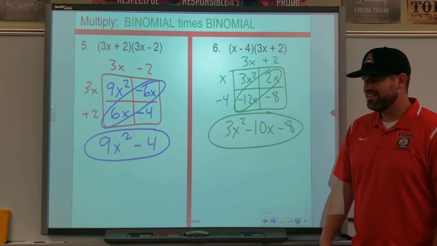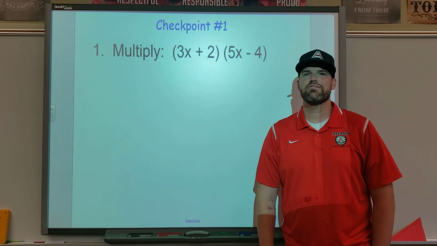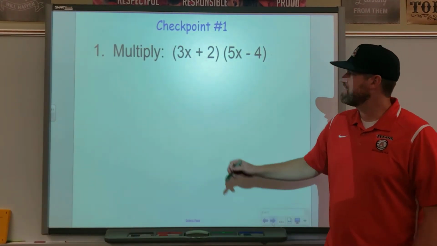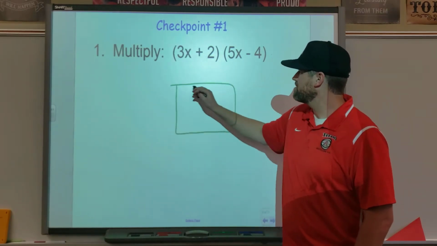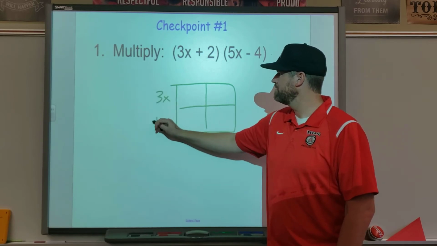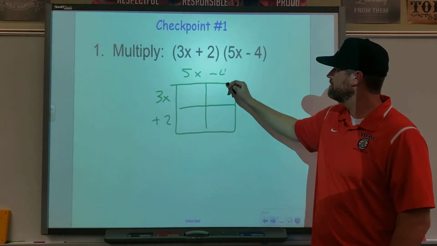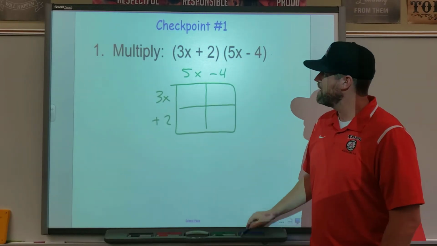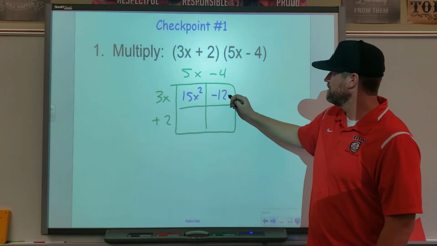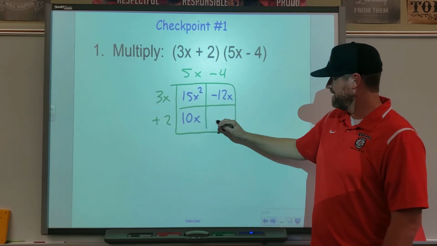All right, let's see how you're doing. Go ahead and multiply this problem together. All right, well, let's go ahead and see how you did. All right, got my box. 3x plus 2 can either go on top or on the side, doesn't matter. 5x minus 4 will go in the other spot. And then I can multiply to get 15x squared, negative 12x, positive 10x, and negative 8.